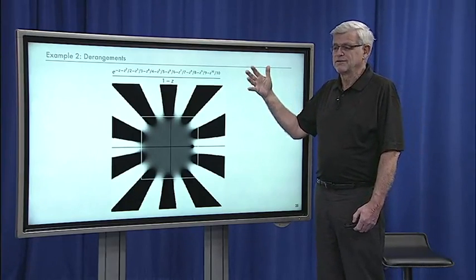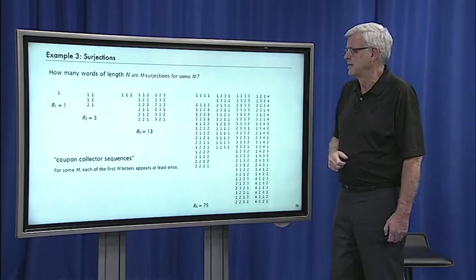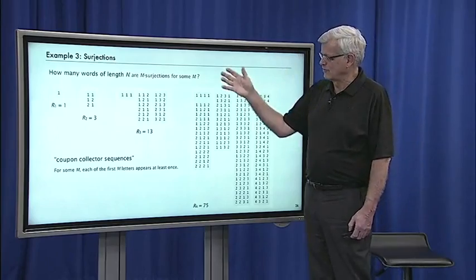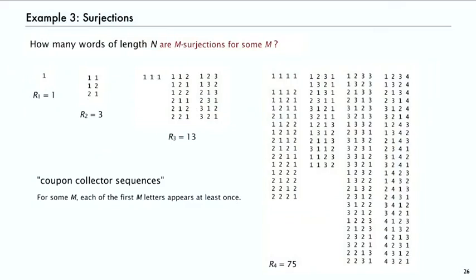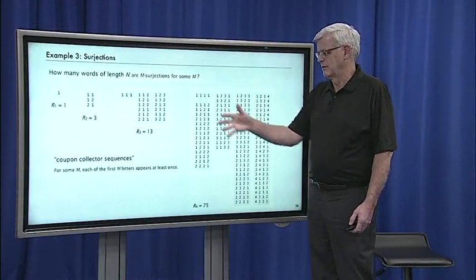Well, that was the same for strings, and actually that's going to be the same for many of the combinatorial classes that we've considered. Here's another one that we talked about, surjections. These are the coupon collector sequences, words of length m with the property that for some m, each of the first m letters appears at least once. Here are all the ones for m equals 2, here's the ones for m equals 3, and here's the ones for m equals 4.